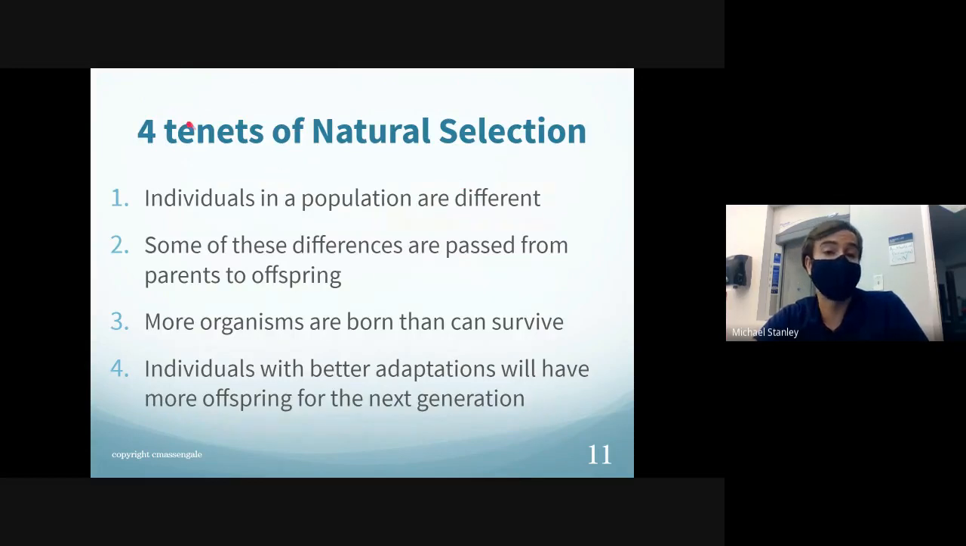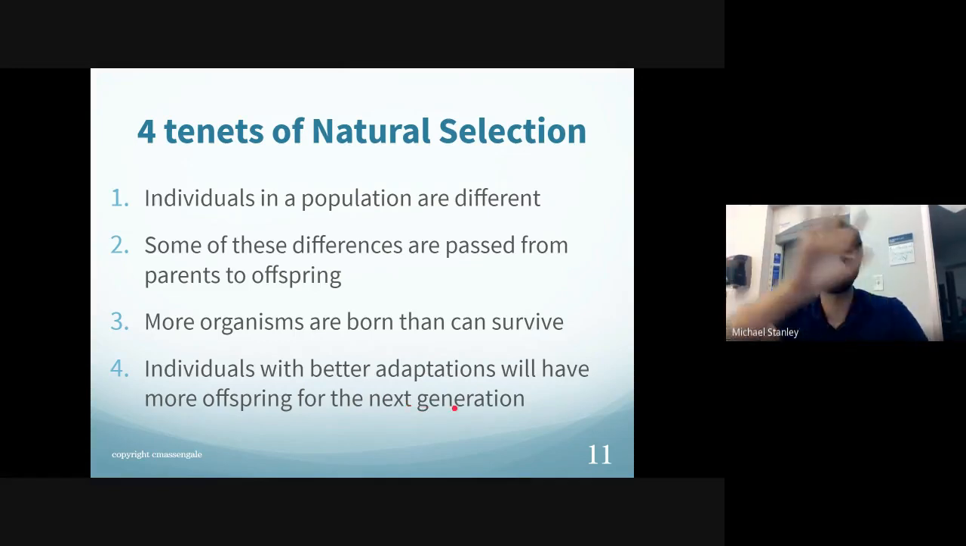So sometimes these are called the four characteristics or the four tenets of natural selection. You have different individuals in a population, and you inherit those differences from your parents. Not everybody that's born in your population is going to survive. Sometimes a few of them might die. Sometimes most of them might die. But the ones that do survive, in general, have the better adaptations and therefore have more offspring in the next generation. So in the next generation, there's going to be more individuals with the traits from the successful parents.